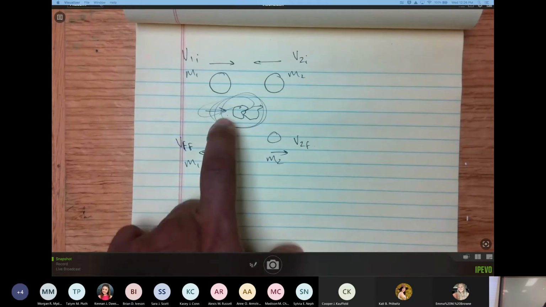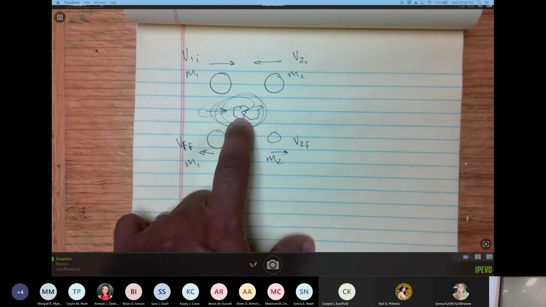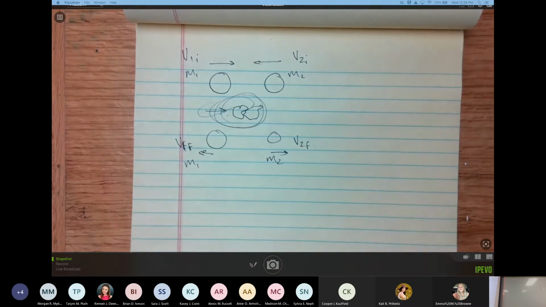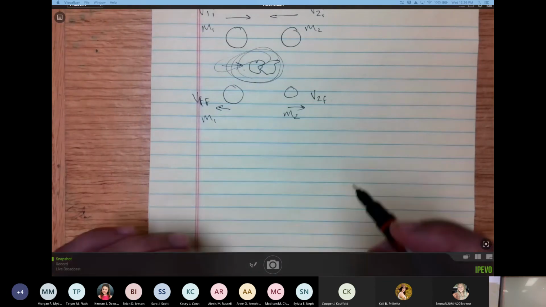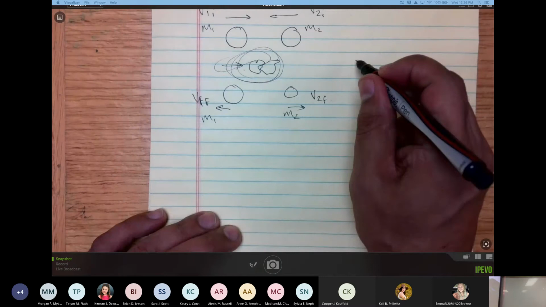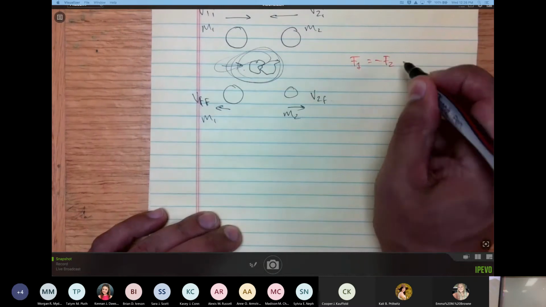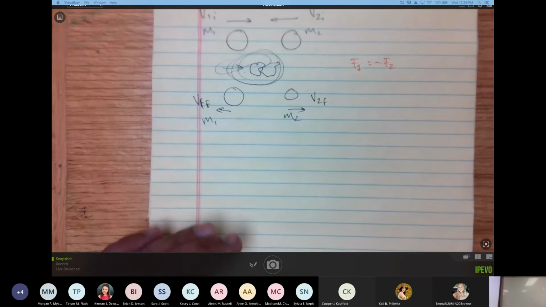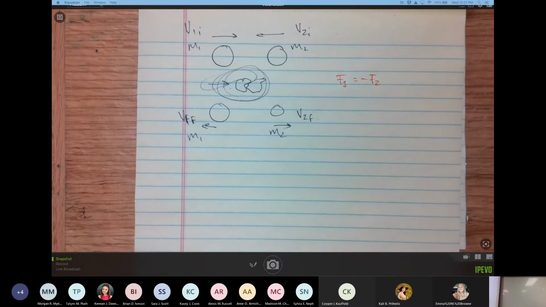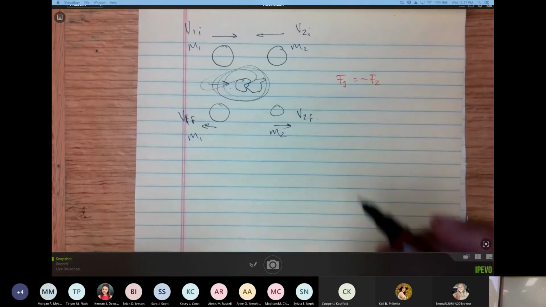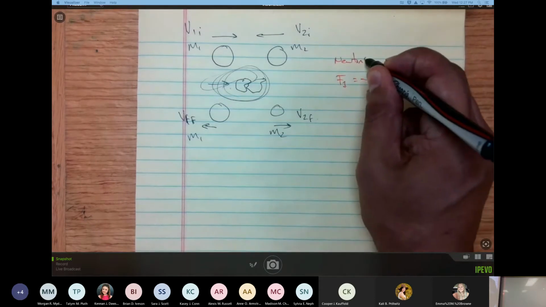And so what we're going to do is apply Newton's third law. Newton's third law basically says for every force, there's going to be an equal force but in the opposite direction. So if you are pushing the wall, the wall is going to push you back with the same force, just in the opposite direction. Okay, so this will be Newton's third law.